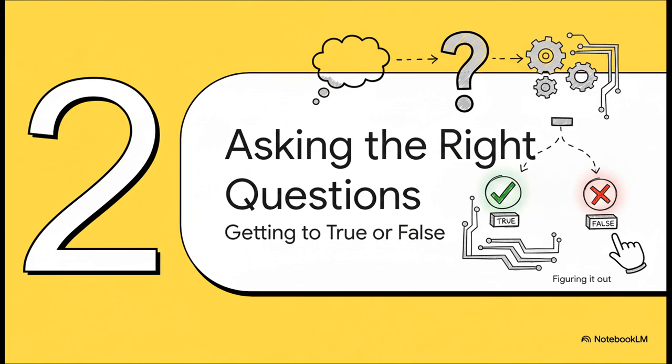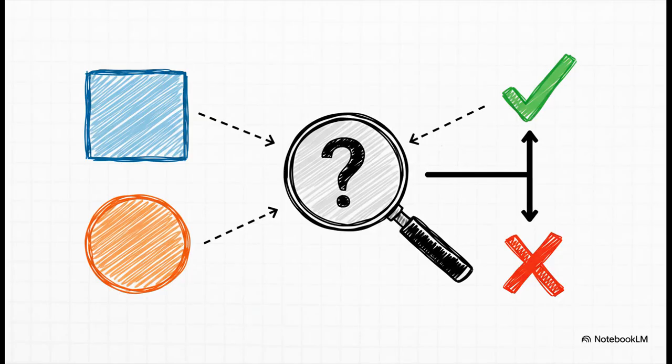Okay, so a computer understands true and false. Great. But how does it get to that answer? I mean, it can't just know things, right? It has to have a way to figure it out. It does this by asking a question, and more specifically, by comparing two pieces of information. The answer to that comparison is always, you guessed it, either true or false.